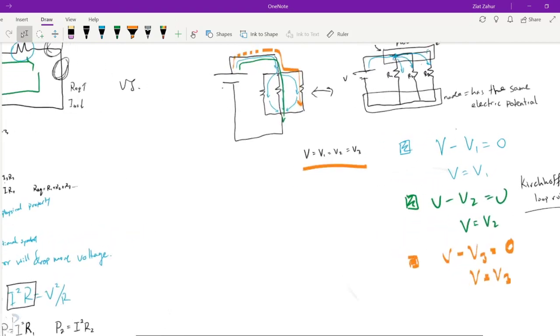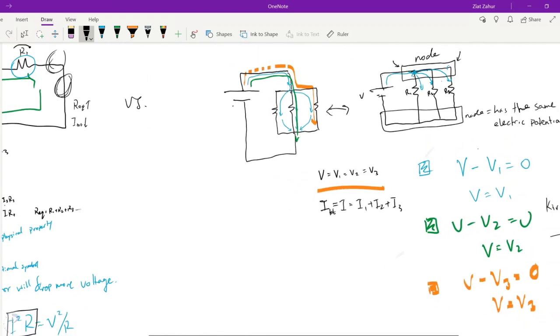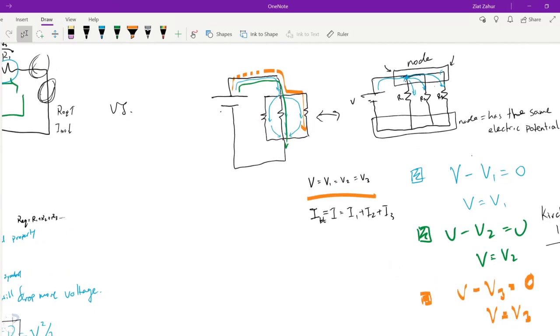Alright, so we know that the voltages are all the same, and because the current has to split up, the current now adds to the total. I total is equal to I1 plus I2 plus I3, the individual currents. And I is inversely proportional to the resistance. How do we know that? Well, again, that comes from Ohm's law.